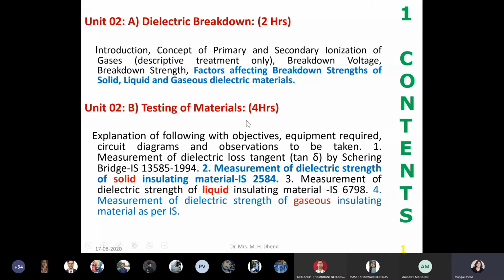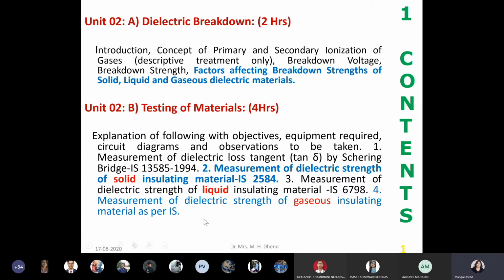Okay. So unit 2B is testing of material. 4 lectures are there. So in that, 4 tests are there, and you should be able to find out the dielectric strength of air, liquid, solid, and loss tangent tan delta with the help of Schering bridge. So 4 tests you have to learn. And now you know what is tan delta. Also you know what solid, liquid, and gaseous insulating materials are. We studied characteristics, properties, and applications. So that way, learning testing now is a good sequence of the unit.